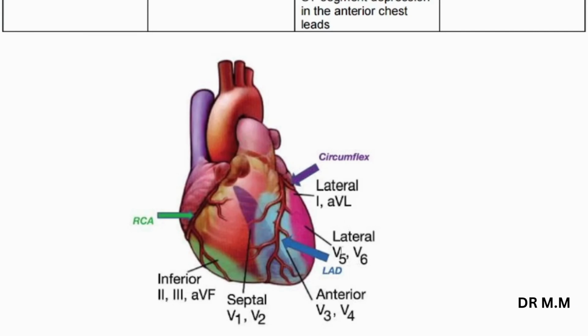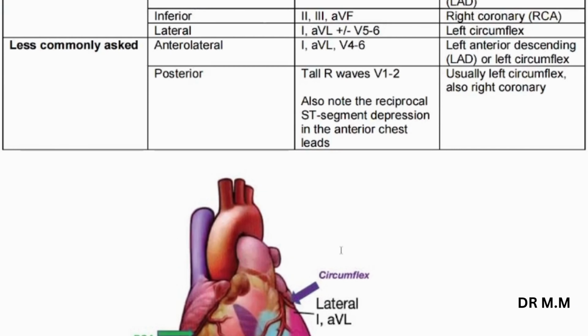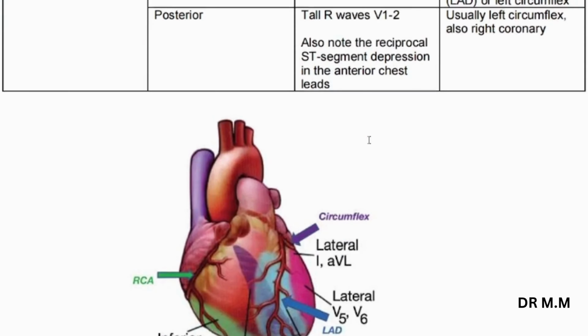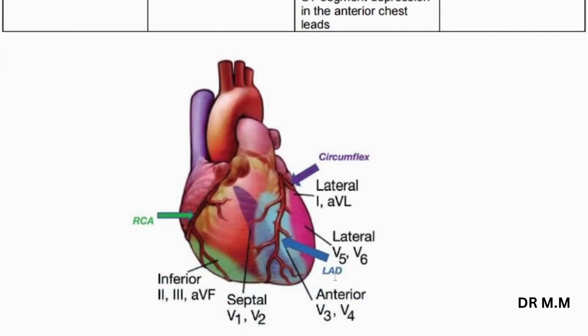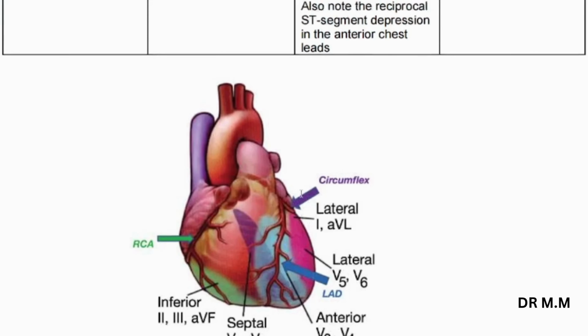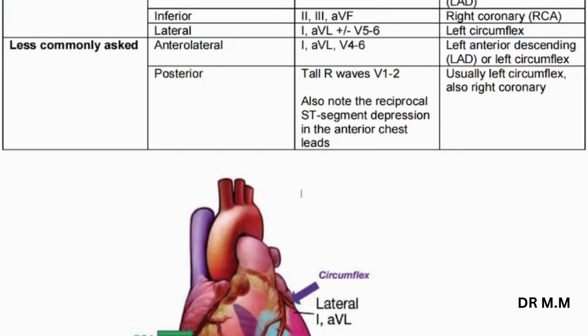this photo. Okay, and the involved artery would be the left anterior descending or left circumflex artery. They are supplying the anterior and lateral aspect of the heart. If they are involved, we can see anterolateral MI.